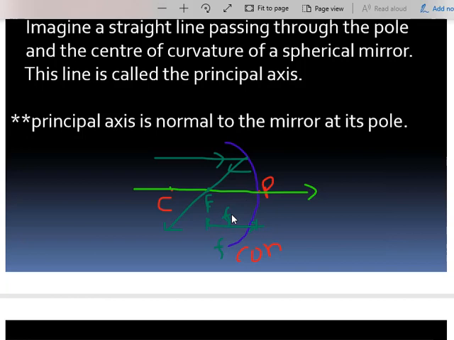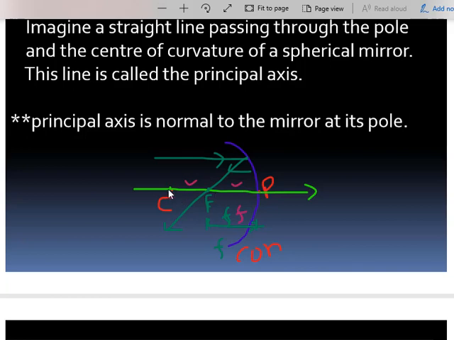This one is focal length. Okay, so this is the center of curvature, this is the pole, this is the focus. Now the distance between focus and pole is known as focal length. Now see, as I told you, focus is the middle point between center of curvature and the pole. So this distance, that is FP, is equal to CF.